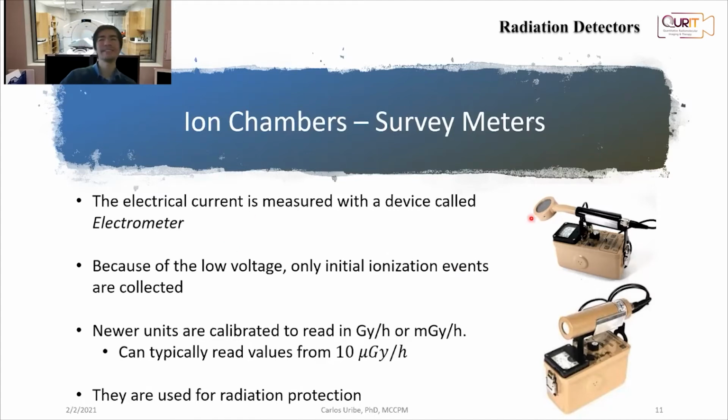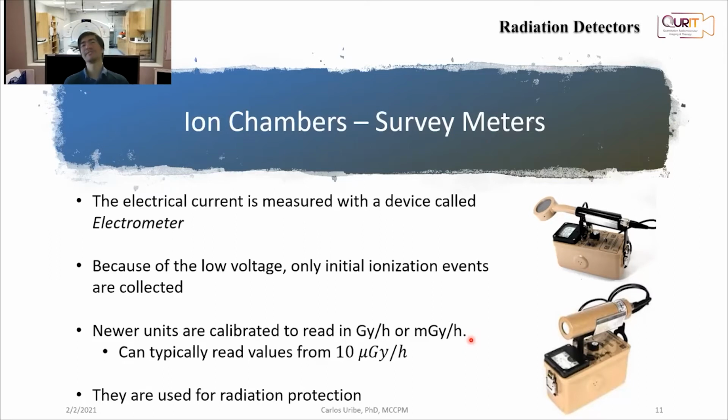The newer units, our typical current equipment, are calibrated to read values in milligray per hour or gray per hour. Basically, it's a dose rate. At some point in the course, we're going to understand much better what dose really means, but this is how much energy per unit mass gets deposited per hour. So we're measuring a dose rate, and they can typically read values from 10 microgray per hour up.